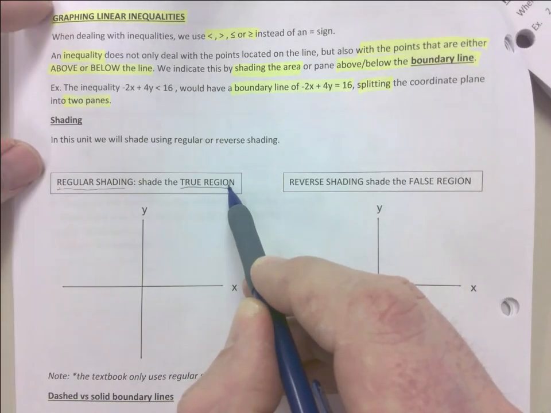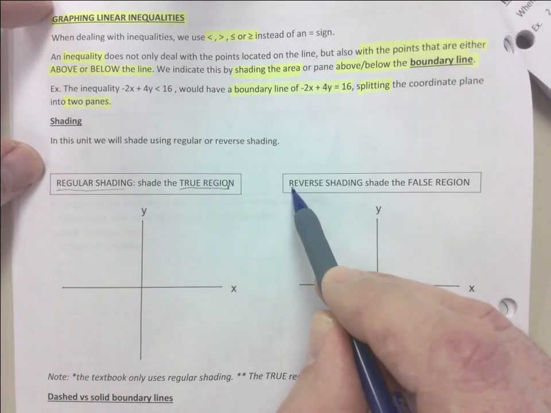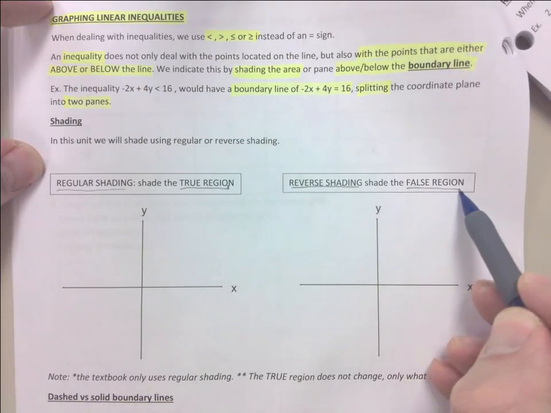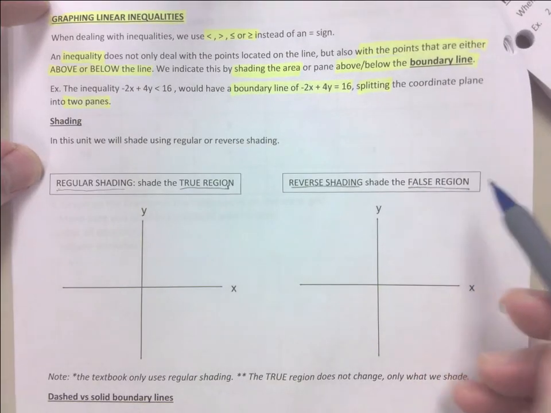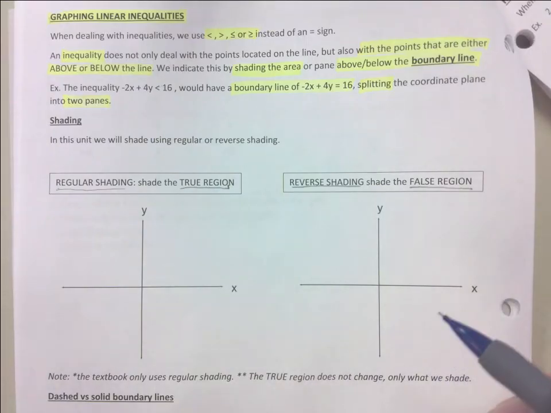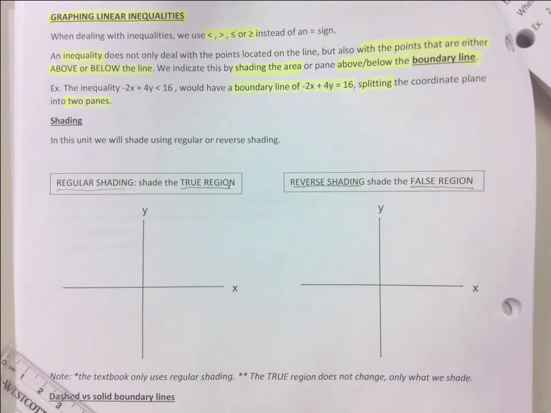So what I do is use a technique, reverse shading, where we shade the false region. We're basically going to shade the areas we don't want so that what's left over, not shaded, is our overall solution region. Okay? And if that's causing your head to spin a little bit, that's fine. We're going to get that sorted out later on.